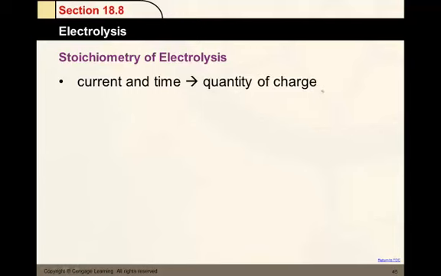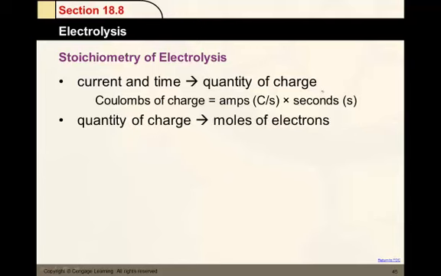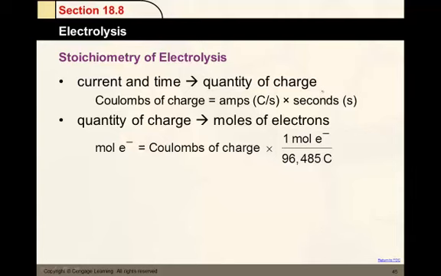And again, from current and time to quantity of charge, you're going to use the information about coulombs. A coulomb is the number of amps times seconds. Quantity to moles, you're going to use the Faraday, which is the number 96,485. Because 1 Faraday, 96,485 coulombs, is 1 mole of electrons.